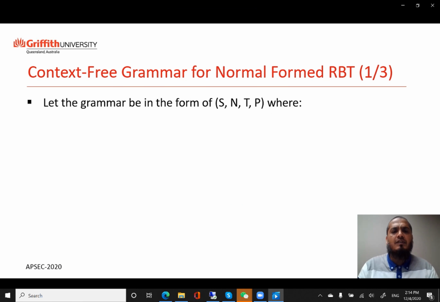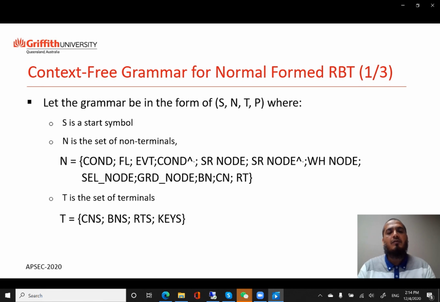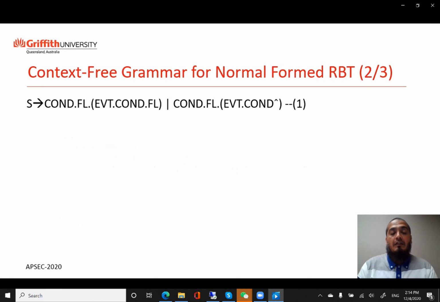Okay, so this is the standard structure. We have a start symbol, a set of non-terminals, a set of terminals, and then a set of production rules. This is the first production rule we have in our proposed model. In this production rule, we have used a dot to show the connection between different nodes.